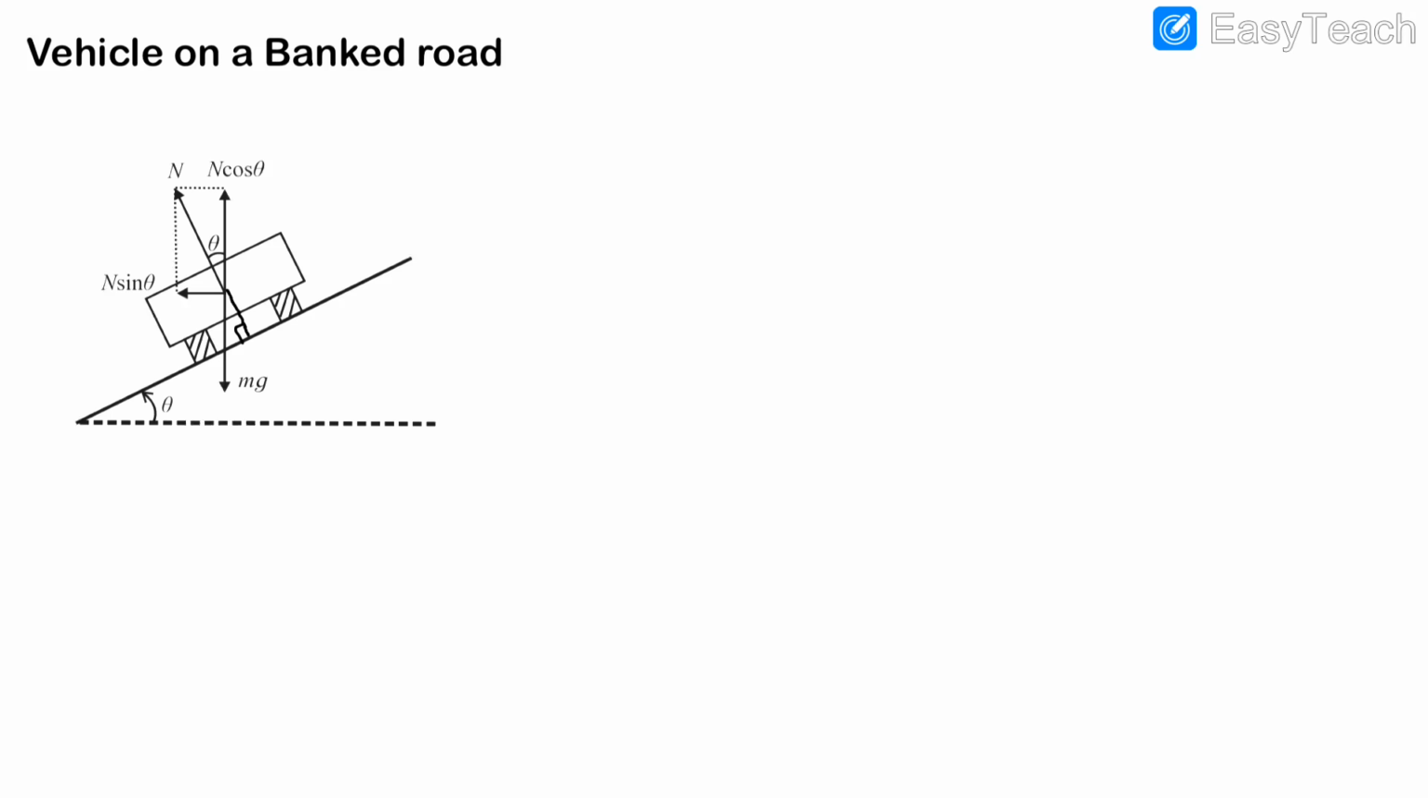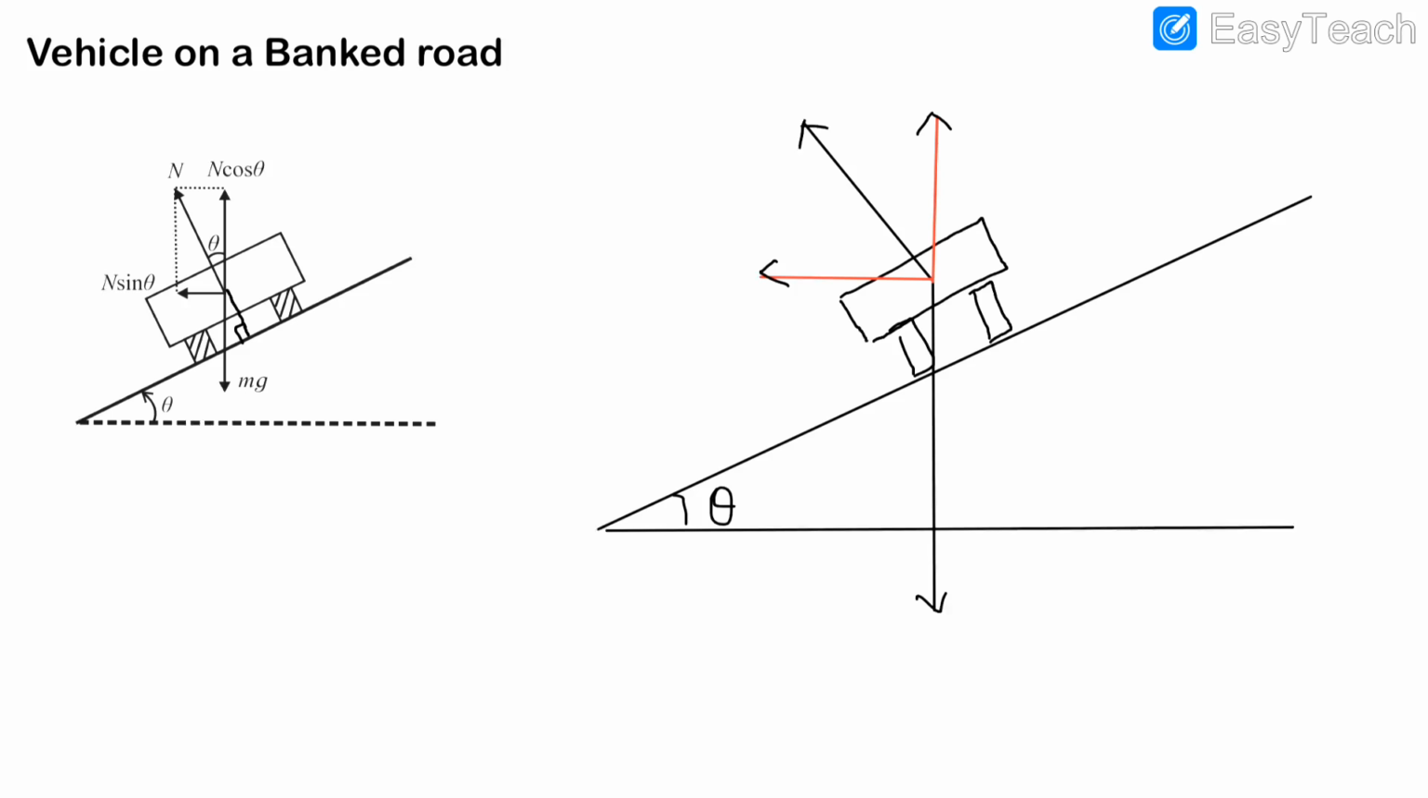Here normal reaction is inclined, so we have to resolve normal reaction into two components. Now, this is angle theta, then by trigonometry the adjacent side becomes N cos theta and the remaining side is N sin theta. How the normal reaction is resolved, I am showing here in this diagram. Here I am showing the resolution.